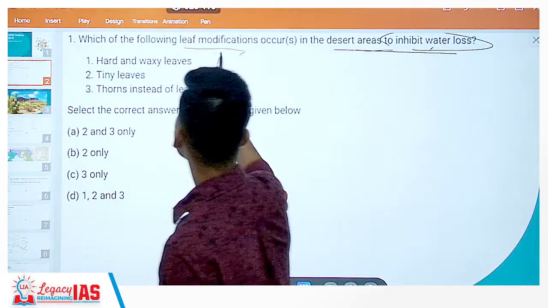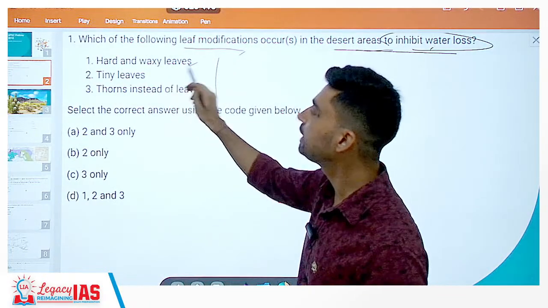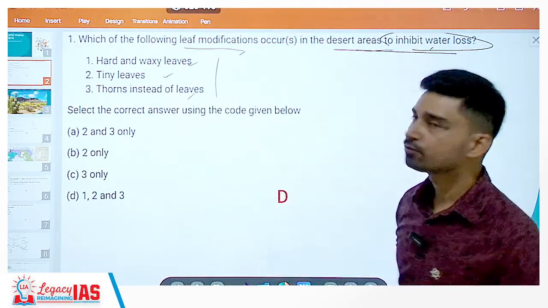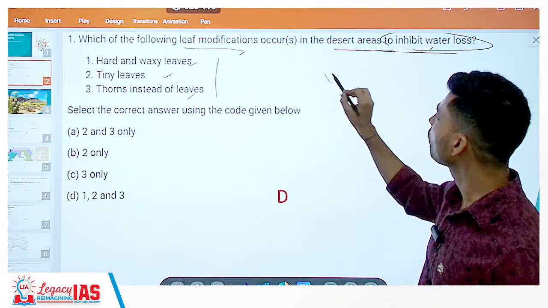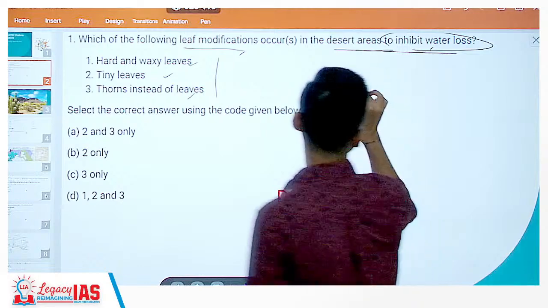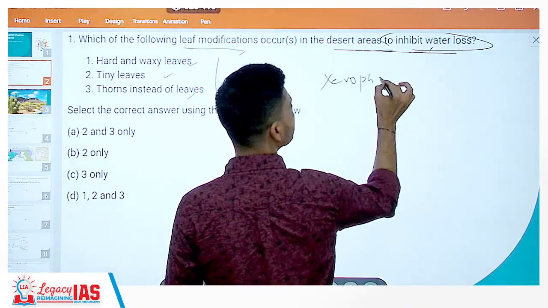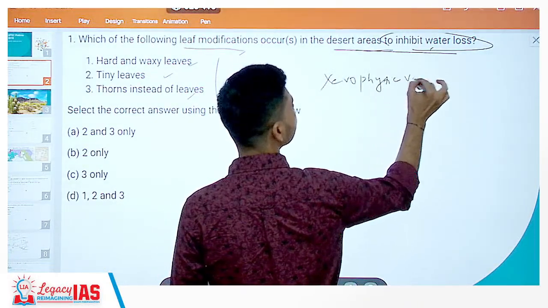The options are: hard and waxy leaves, tiny leaves, thorns instead of leaves. So basically, if you look at the desert vegetation, another term you should know is that it is referred to as xerophytic vegetation.